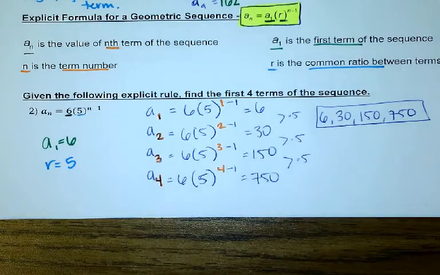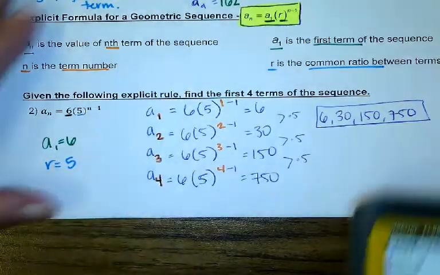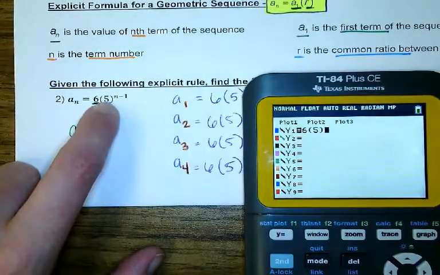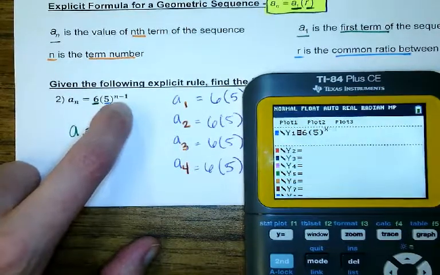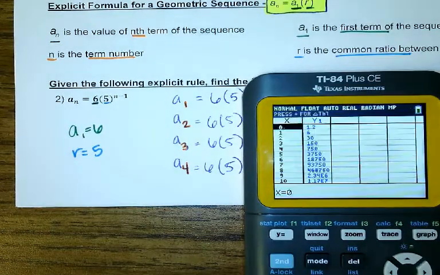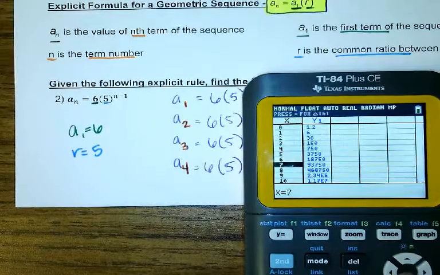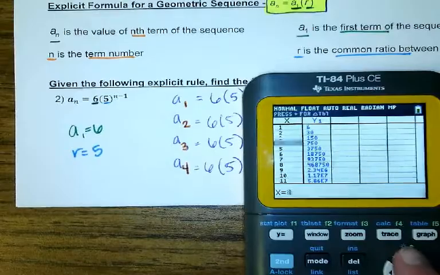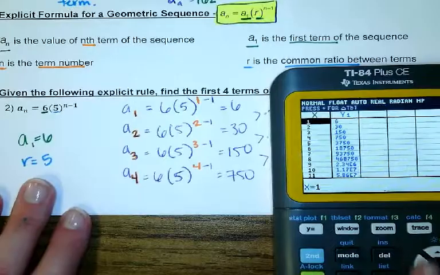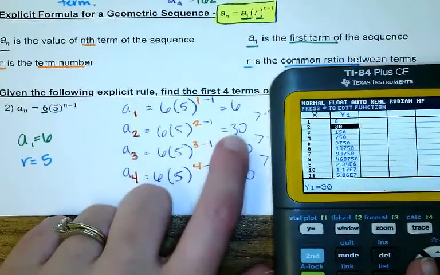Also, something that's kind of cool that you can do is you can also type this 6(5) raised up to the, instead of n minus 1, I'm going to say x minus 1. You can actually type the original formula into your calculator and check your table values. And guys, check this out. Ooh, it gets real big real fast. But guys, look. Your first term is 6. My second term is 30. My third one is 150. My fourth one is 750.